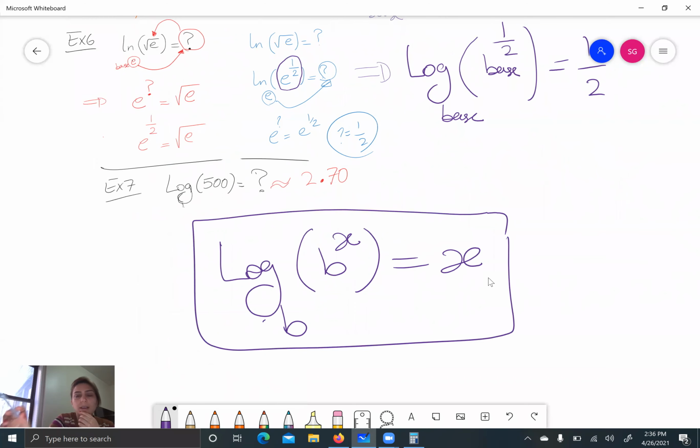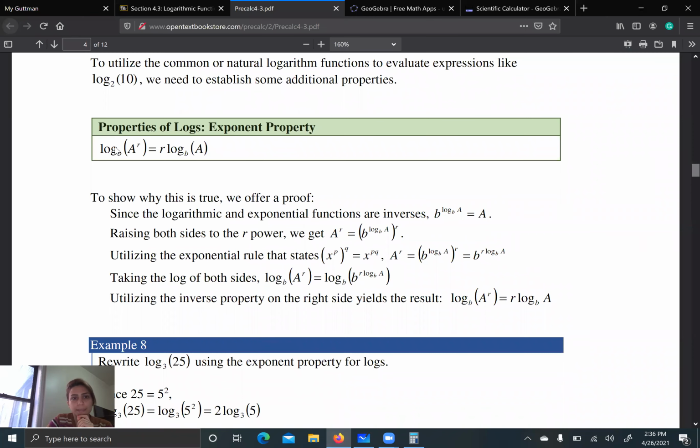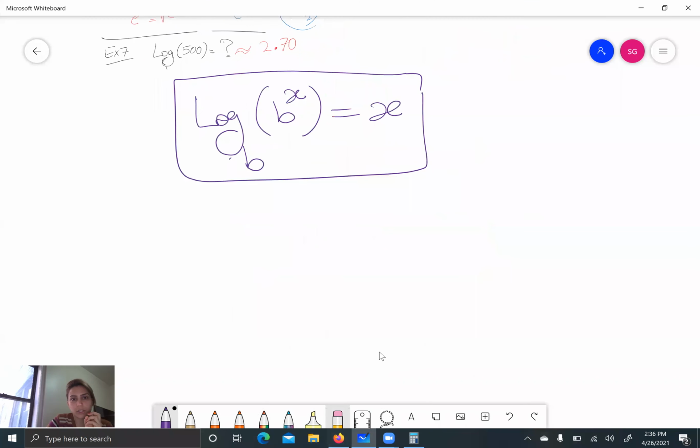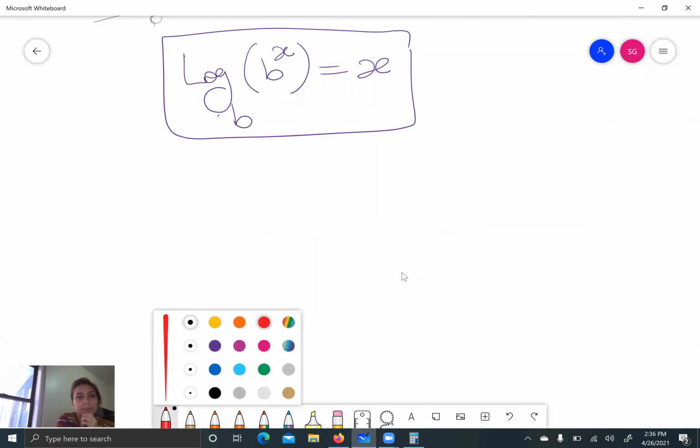And in fact, where does this come from? This conclusion comes from this property that the power can come and sit as the multiplier of the logarithmic function. So I'm going to put that property here. Look, so this is a property.